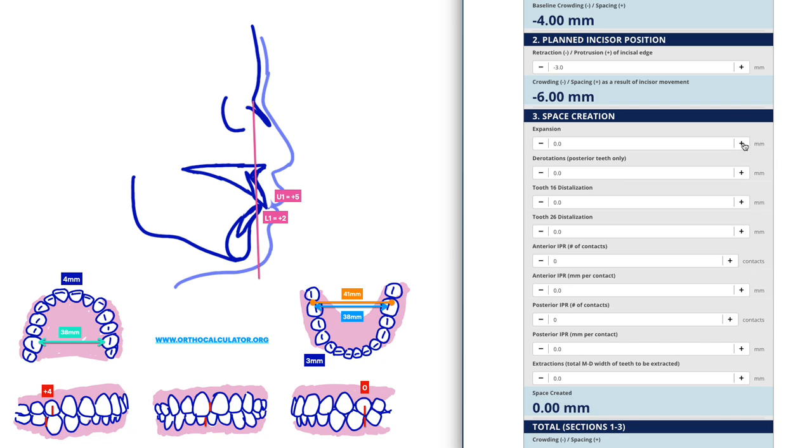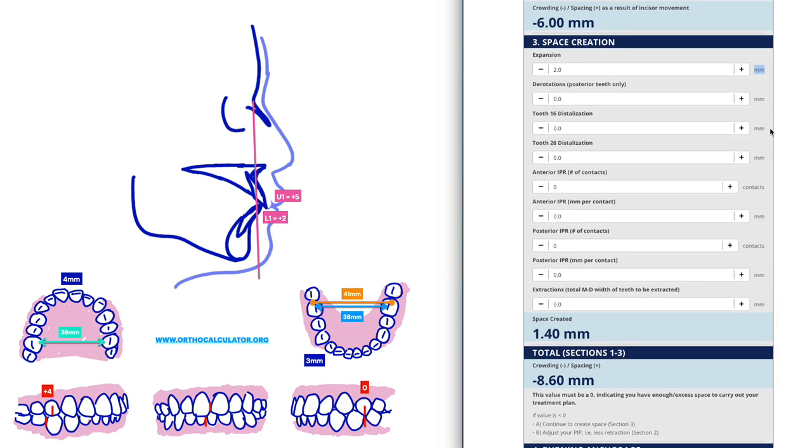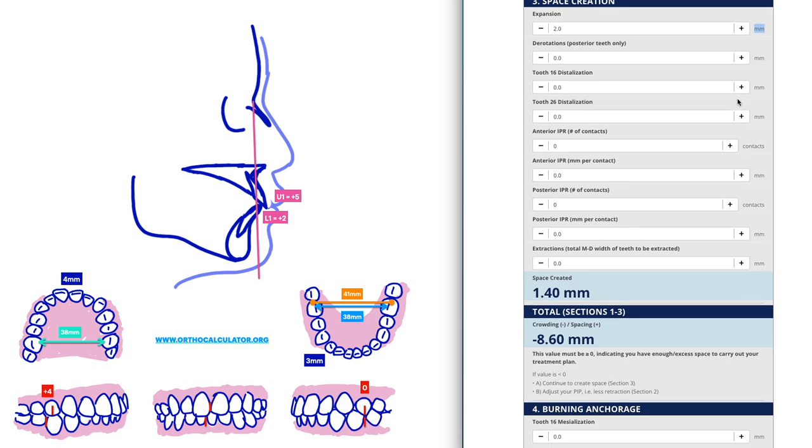We said expansion would give us 2 millimeters of space, I believe, the arch wire expansion. We'll just say no derotations in this case. So let's just look down here. We're short 8.6 millimeters. That's quite a bit of space.